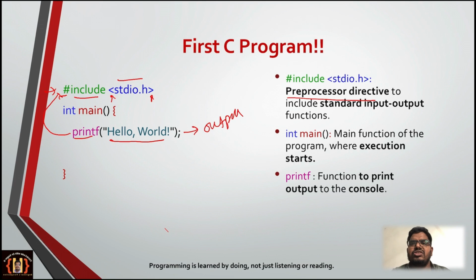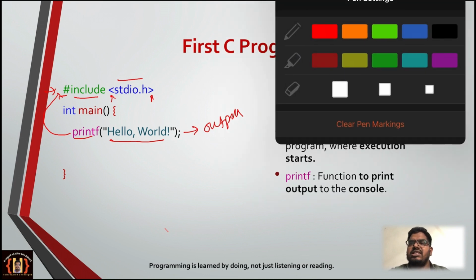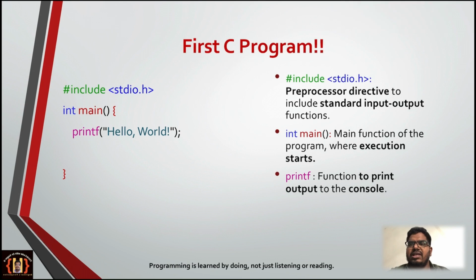For now, you have to include this before you write the program. So this we call the standard input output library. This we call a preprocessor directive, right? And this should be included before main. Before the main function, you need to include this directive.